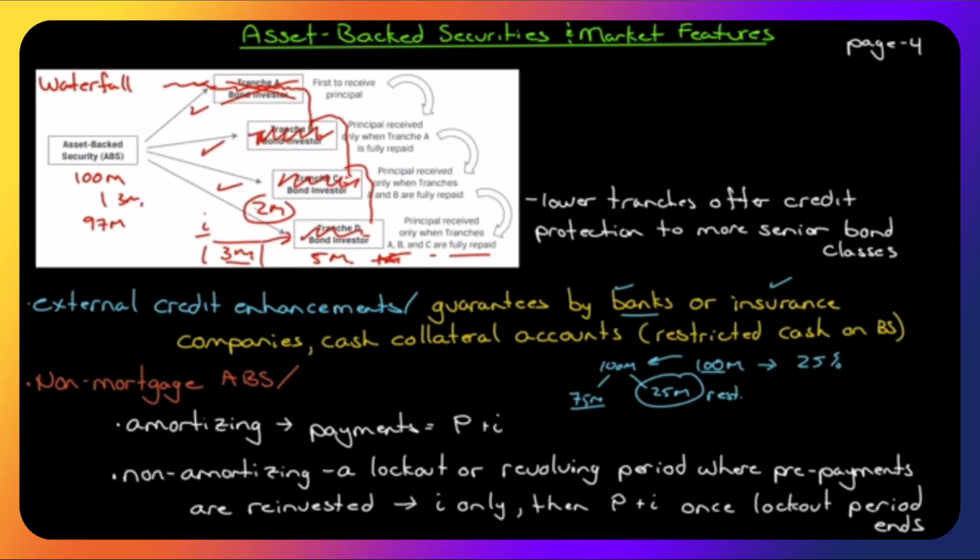Non-mortgage ABS can be amortizing or non-amortizing. Amortizing, we know the payments are principal and interest. Non-amortizing, there is a lockout or revolving period where prepayments are reinvested. You'll receive interest only during that period, then principal plus interest once the lockout period ends. This is typical with ABS backed by credit card debt.